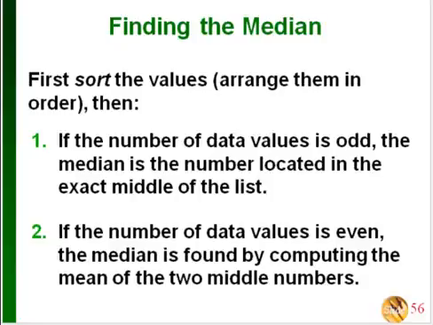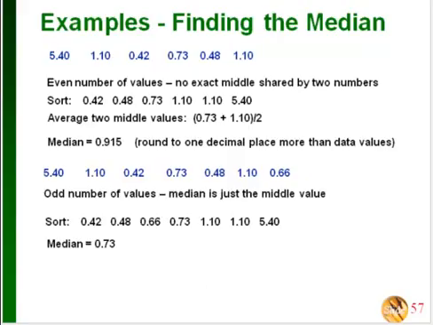So to find the median, first you have to sort the values, arrange them in order. Then you do two different things depending on whether you have an odd number of data values or an even number. If you have an odd number, then you just find the number that's located in the exact middle of the list, which there will just be one right in the middle of the list. If you have an even number of values, then there are actually two values that are in the middle of the list. So you have to find those two and then just average them. So you want to go halfway between those two values that are in the middle of the list.